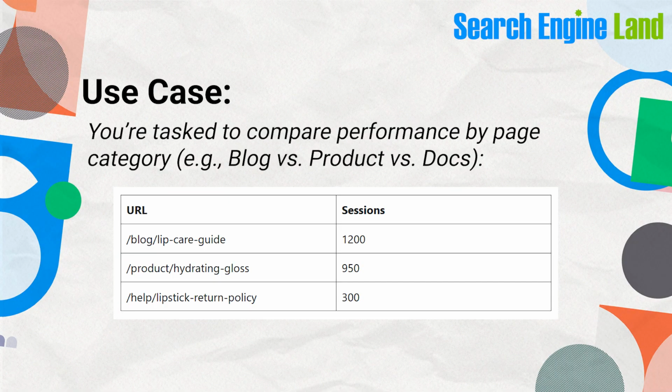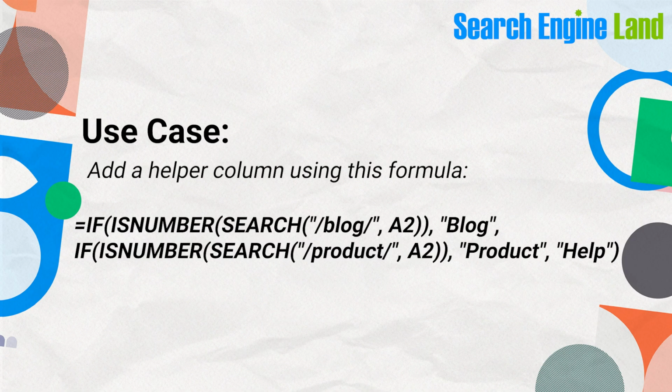Pivot tables group keyword rankings or sessions by URL pattern or page type, revealing patterns you'd never spot manually. Let's say you're tasked to compare performance by page category, like blog versus product versus docs, starting with this information. If you want to know how blog posts perform versus product pages versus help docs, add a helper column to classify the page type by using this formula.